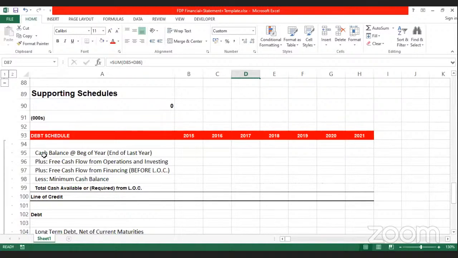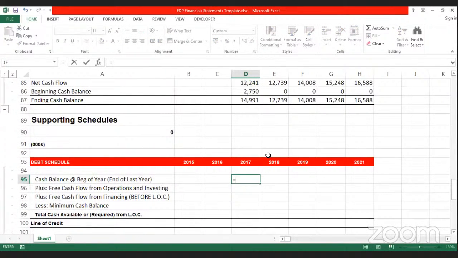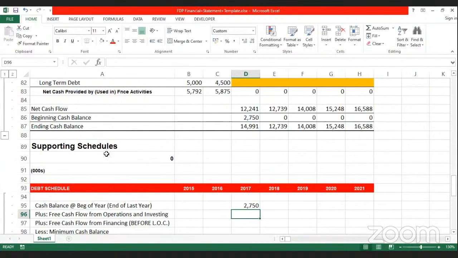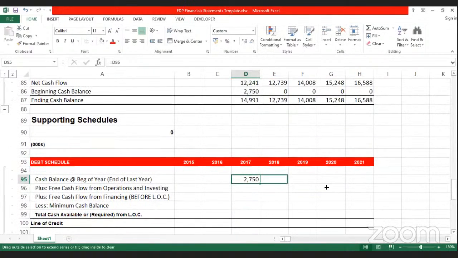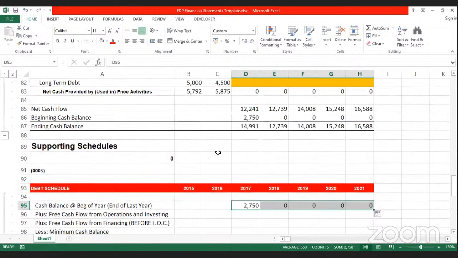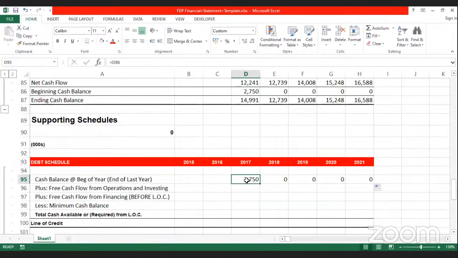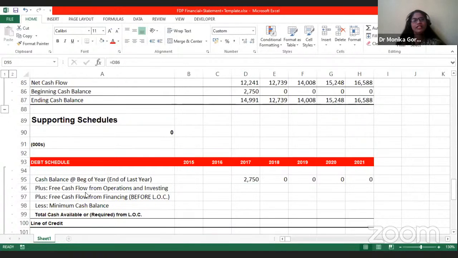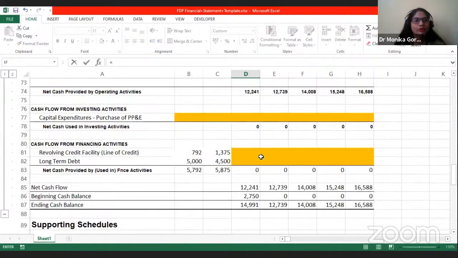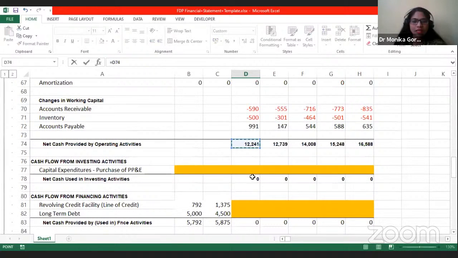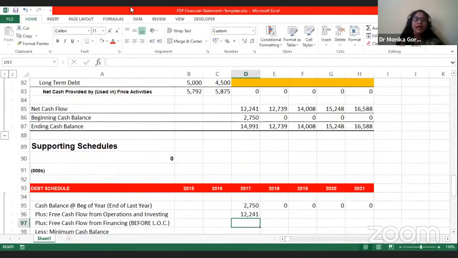It says cash balance at the beginning of the year and end of the last year. Again, same thing we are going to do: is equal to the beginning cash balance, which we have already taken from the income statement. I'll just drag this so that the formula will get automatically pasted. Cash balance at the beginning, I have directly copy pasted from D86. Next is your free cash flow from operational and investing activities. To my beginning cash balance, I add the income generated from operating and investing activities. So it is equal to, I'll go to the income statement, operating activities plus investing activities. So here I get cash flow from operating plus investing activities, and I drag this.